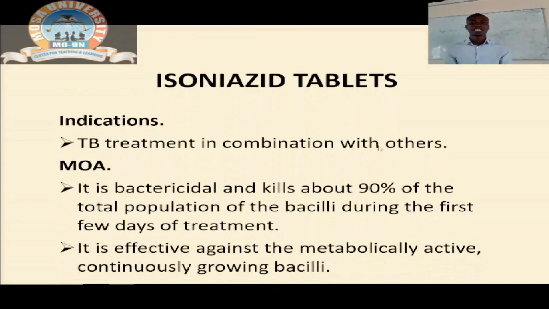The other drug is isoniazid. It also comes as a tablet. Indication or uses: use it in combination with other drugs. The mode of action is bactericidal. It kills about 90% of the total population of the bacilli during the first few days of giving the drug. So this drug is bactericidal, which means it kills the bacteria.